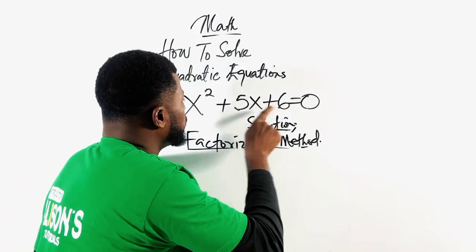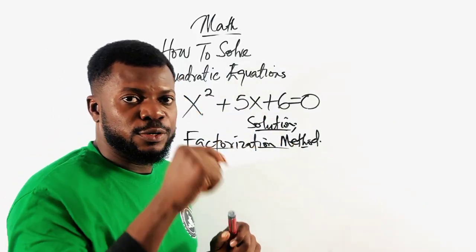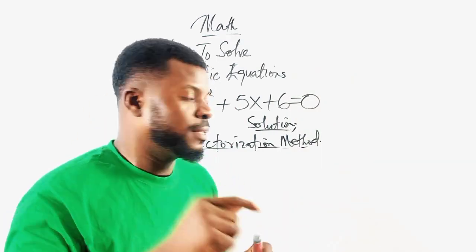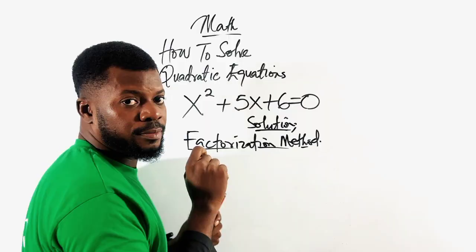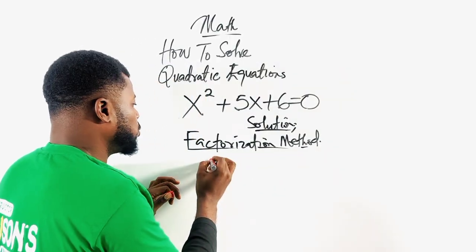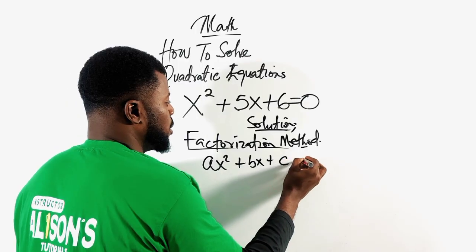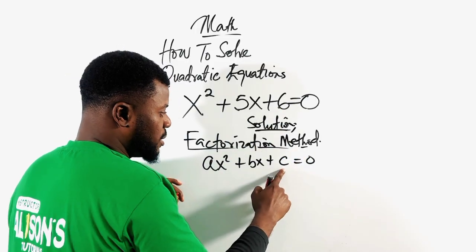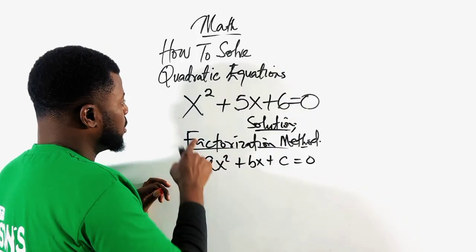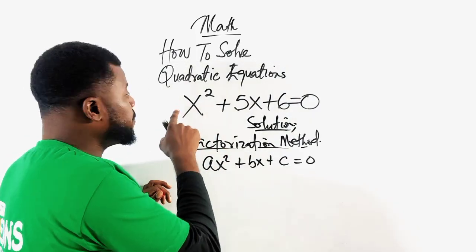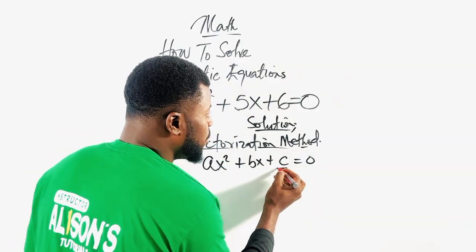When you see a quadratic equation like x squared plus 5x plus 6 equals 0, the first thing that should come to your mind is the first term, second term, third term. The form of a quadratic equation is ax squared plus bx plus c equals 0. This 6 is your c, this 5 is your b, and this a is the 1 there. If it were 2 there, that would be your a.